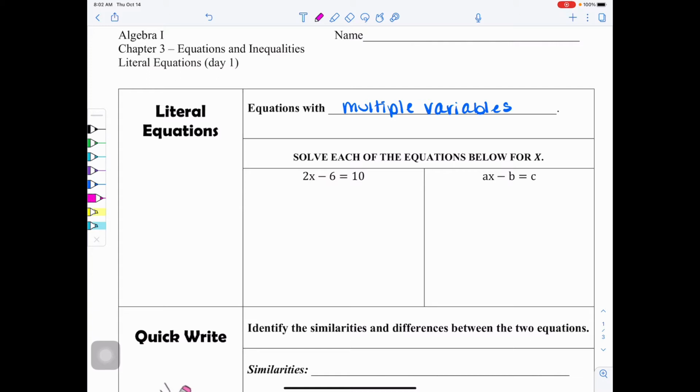Okay, so this is a two-step equation. We always want to undo addition or subtraction first. So I see subtraction of 6, which means I need to add 6 to both sides of the equation. That gives me 2x equals 16.